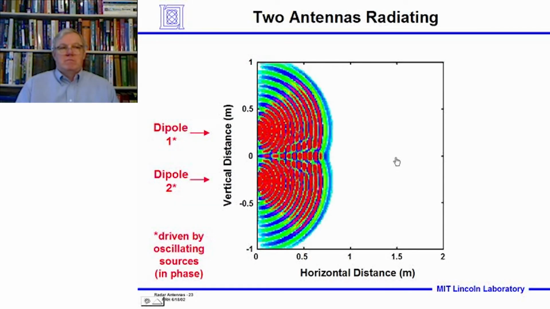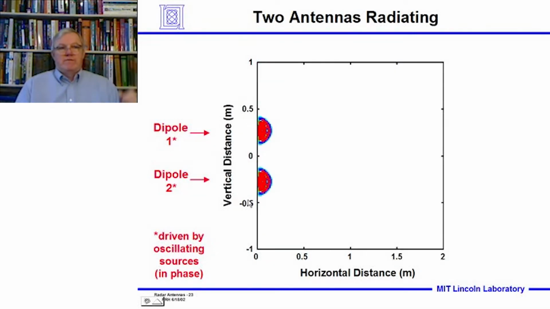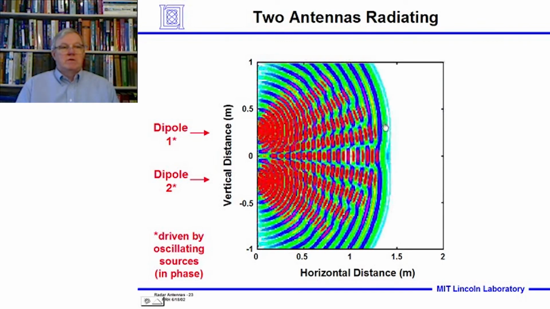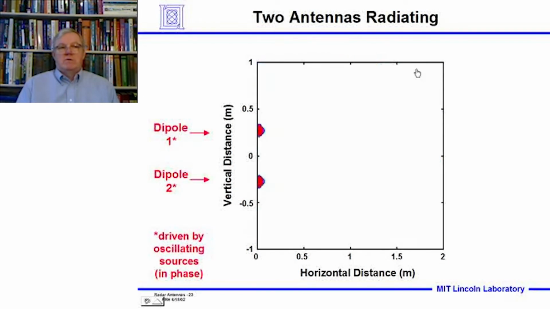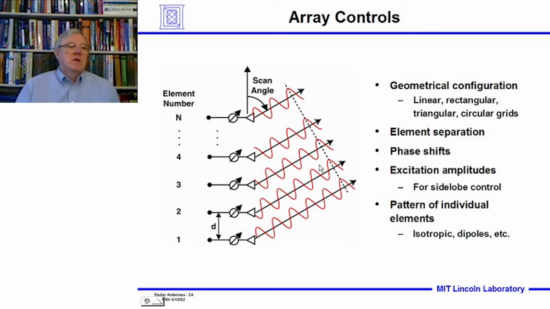And I'll just see one main beam. And if I had a whole row of dipoles and I shifted the phase, that one main beam here, I could get it to point in just that one direction only. And that's what phased arrays are and how they work. So let's look at controlling arrays.